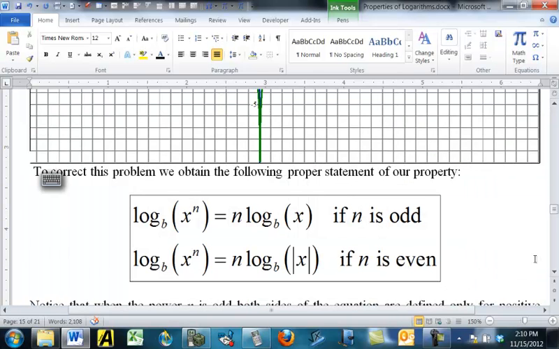So here's the basic rule then. You just bring it out straight away if n is odd, but if n is even, we need an absolute value. Well, this is maybe not too surprising, because remember in our properties of exponents we had this show up a couple of times where we had to have absolute value on the even case, and that shows up here as well.